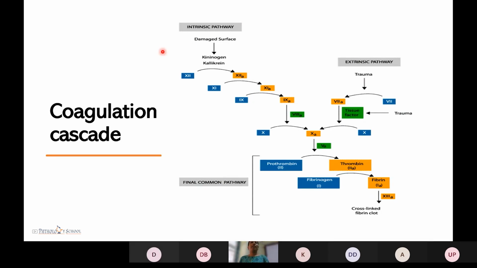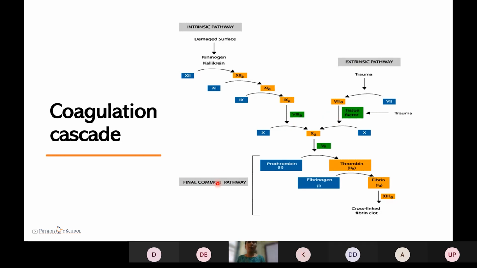The intrinsic pathway is initiated by the activation of factor 12 with the help of high molecular weight kininogen and prekallikrein, followed by the activation of factor 11 and then factor 9, which combines with factor 8 in presence of calcium and phospholipid to activate factor 10 through the intrinsic pathway.